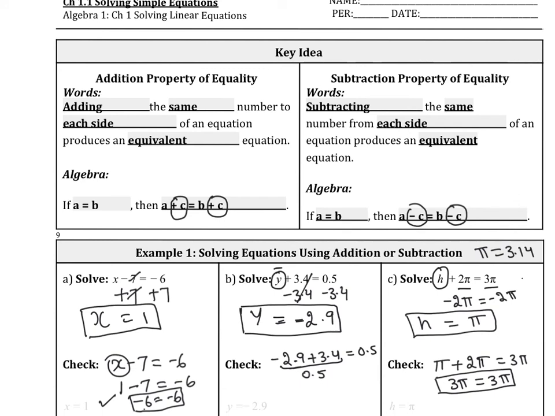So solving a simple equation means solving for an unknown number by bringing all the unknown numbers on one side of an equation and all the numbers on the other side of an equation.